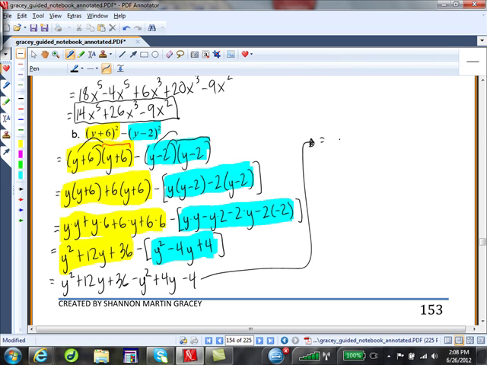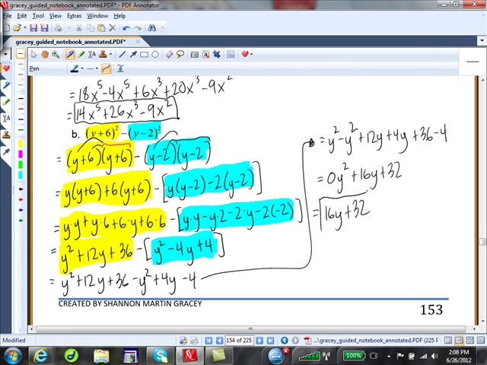So putting the like terms together, we'll have y squared minus y squared plus 12y plus 4y plus 36 minus 4. y squared minus y squared is 0y squared plus 16y plus 32. 0y squared is 0, so we end up with 16y plus 32.